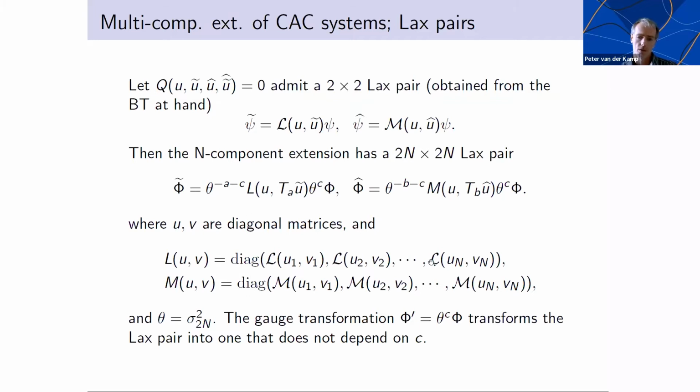This I just wanted to show. You can directly write down a Lax pair. So if your equation has a 2 by 2 Lax pair, then your n-component extension has a 2n by 2n Lax pair, and you can just immediately write down what that Lax pair is. So that is a nice thing.